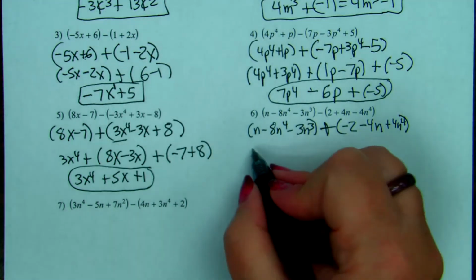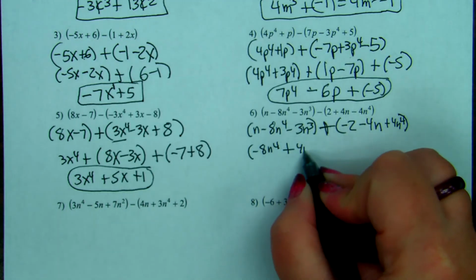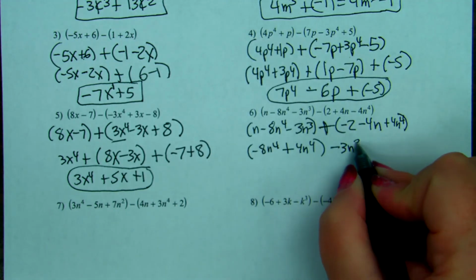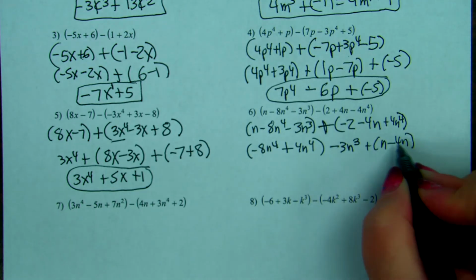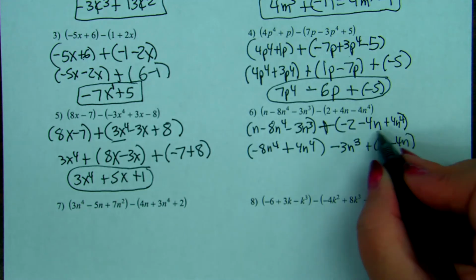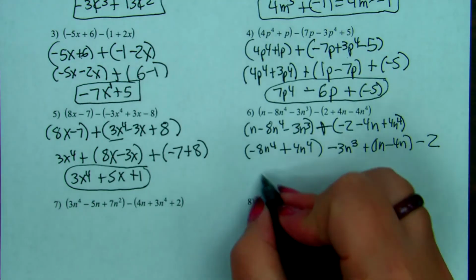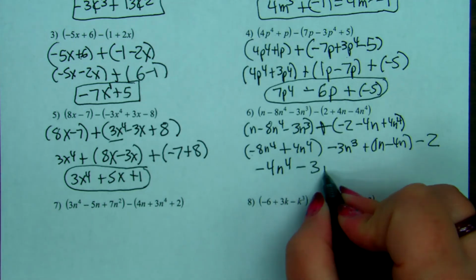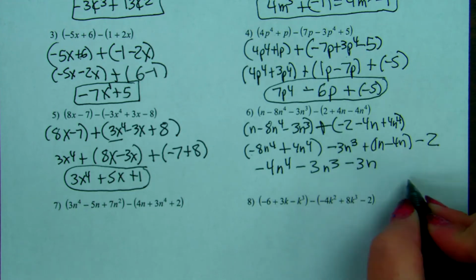So we're going to take the fourths, negative 8n to the 4th, plus 4n to the 4th. There's a 3n cubed that's by itself. There's n's, n minus 4n, that's a 1n, because it doesn't have a coefficient, then it's a 1. And then we have a negative 2 by itself. So we have negative 8 plus 4 is negative 4n to the 4th, minus 3n cubed. 1 minus 4 is minus 3n minus 2.